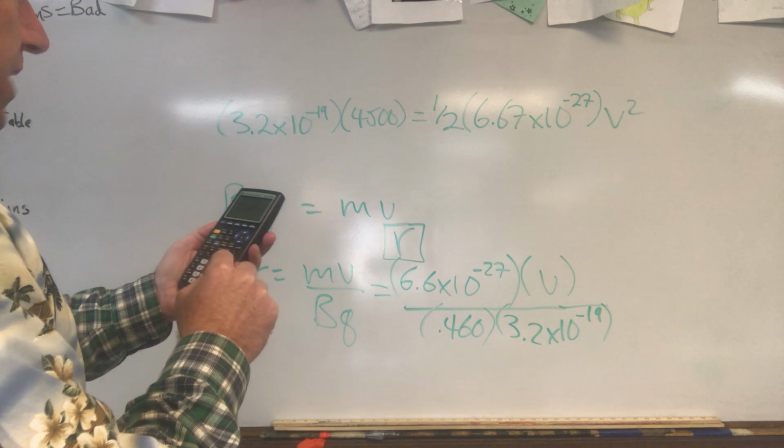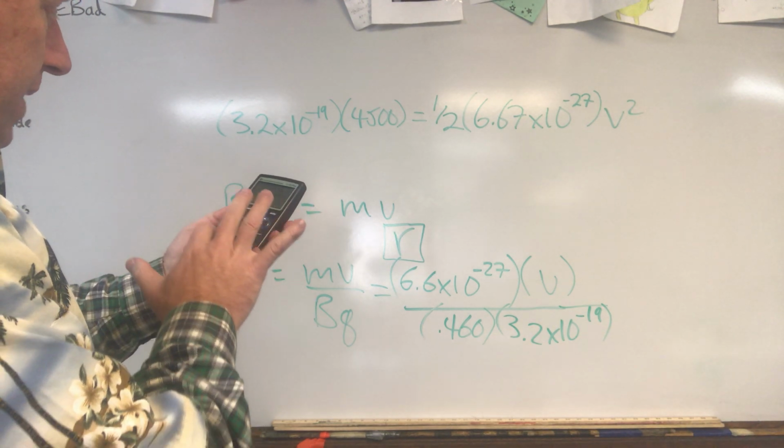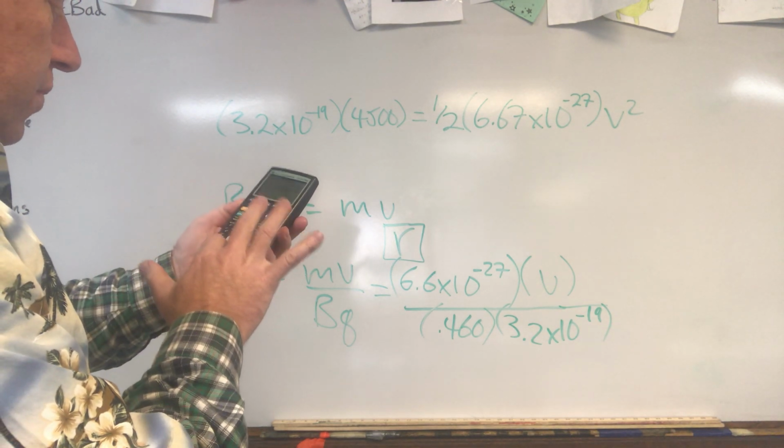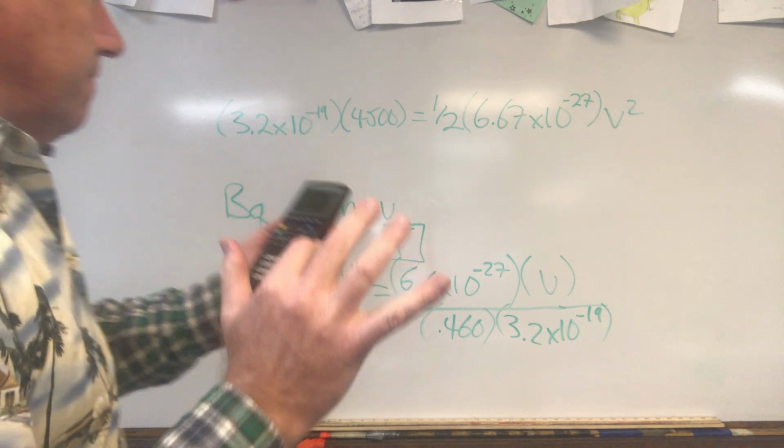All right, 6.67. Second function exponent. Negative 27. Boom. Enter. Okay.